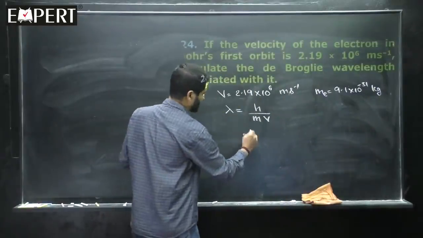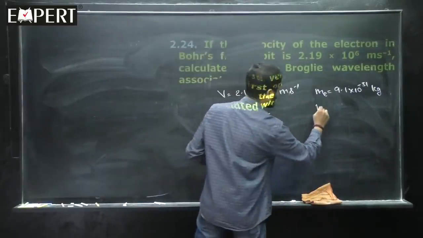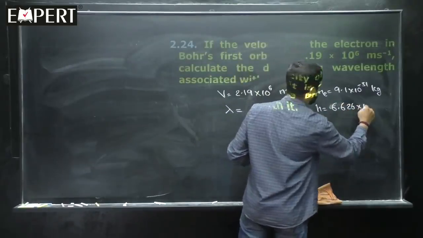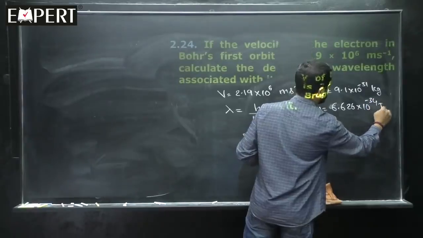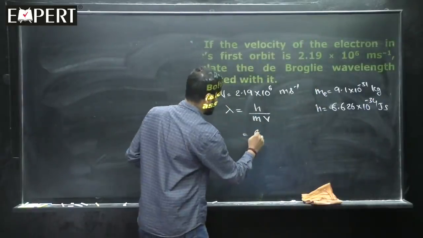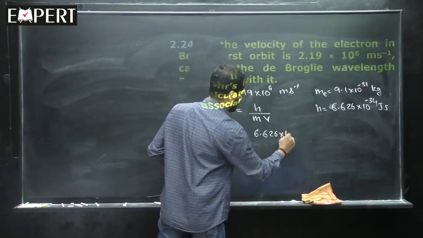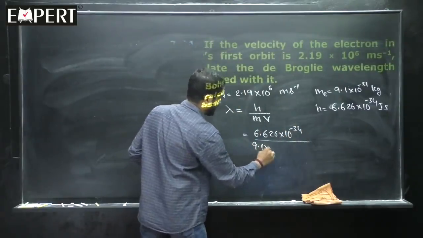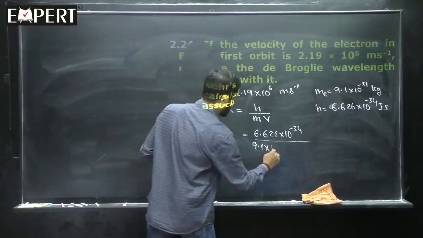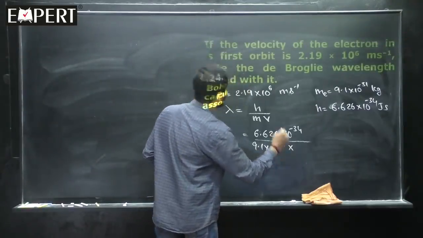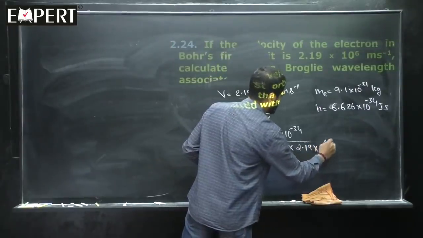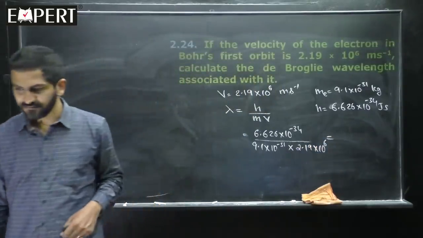Substitute. h is Planck's constant, 6.626 into 10 to the power minus 34 joule second, correct. Then 6.626 into 10 to the power minus 34 divided by mass 9.1 into 10 to the power minus 31, it's an electron, into velocity 2.19 into 10 to the power 6. Let us see, we have done it already.